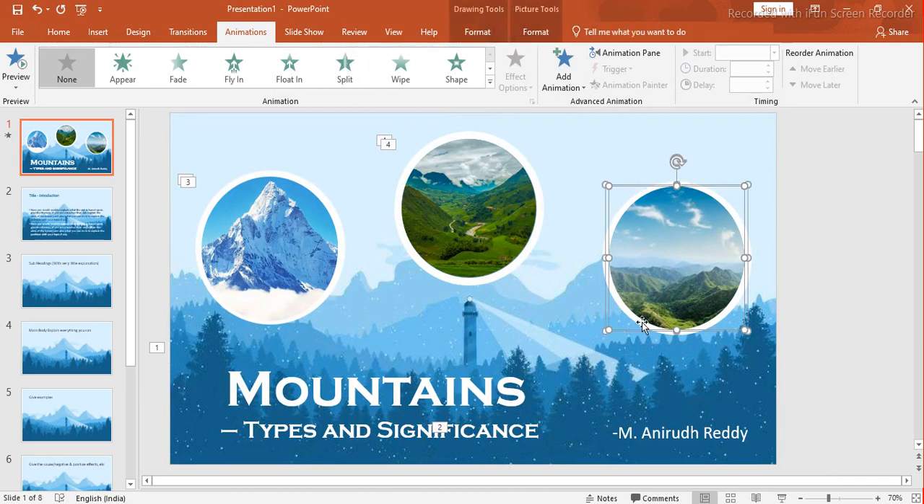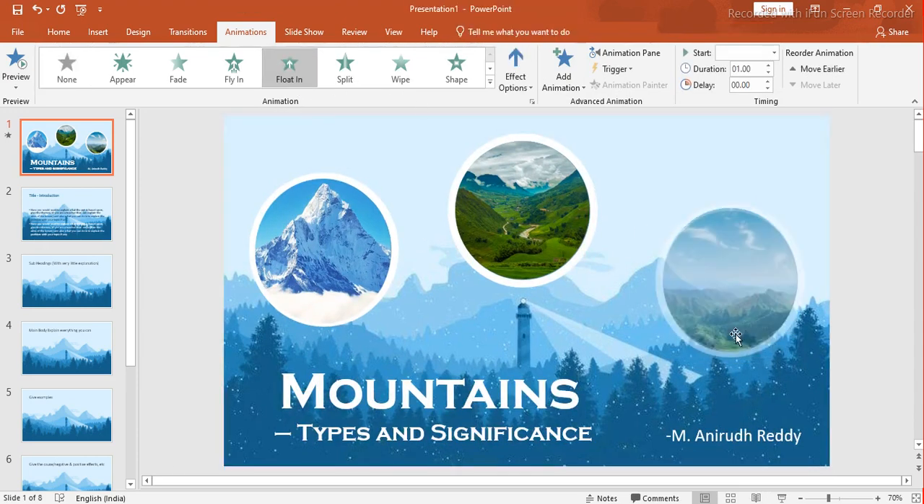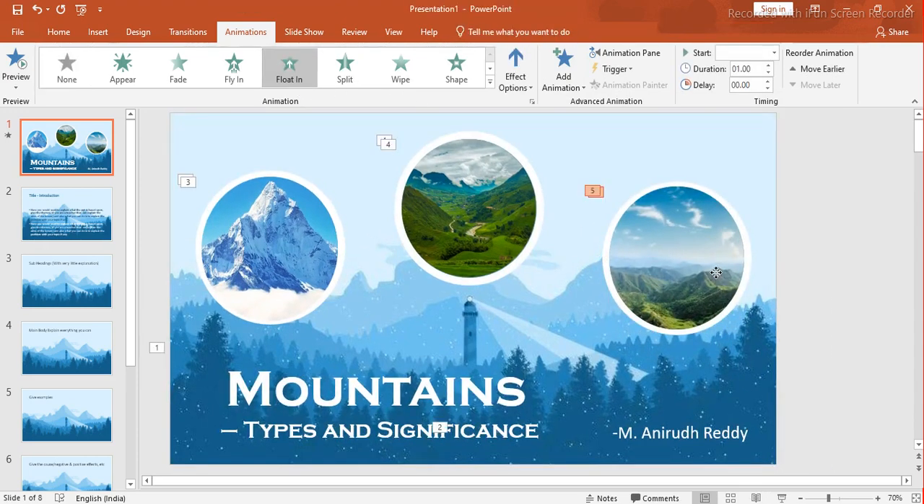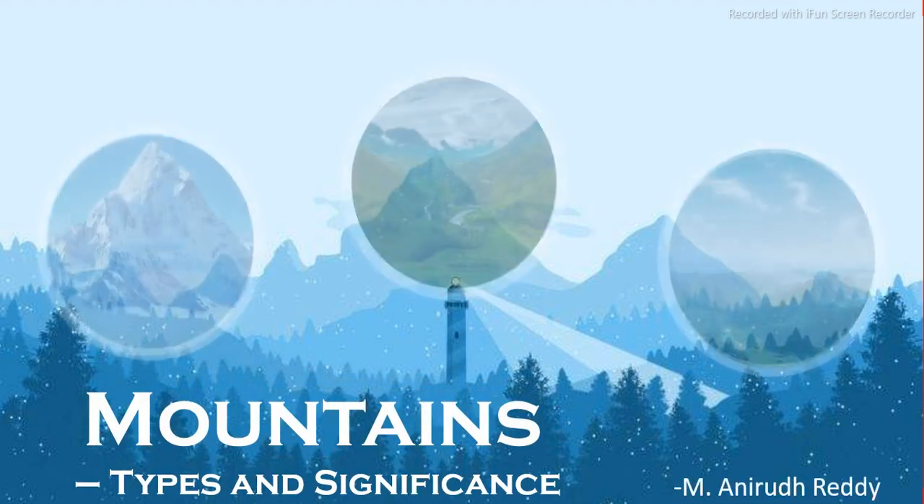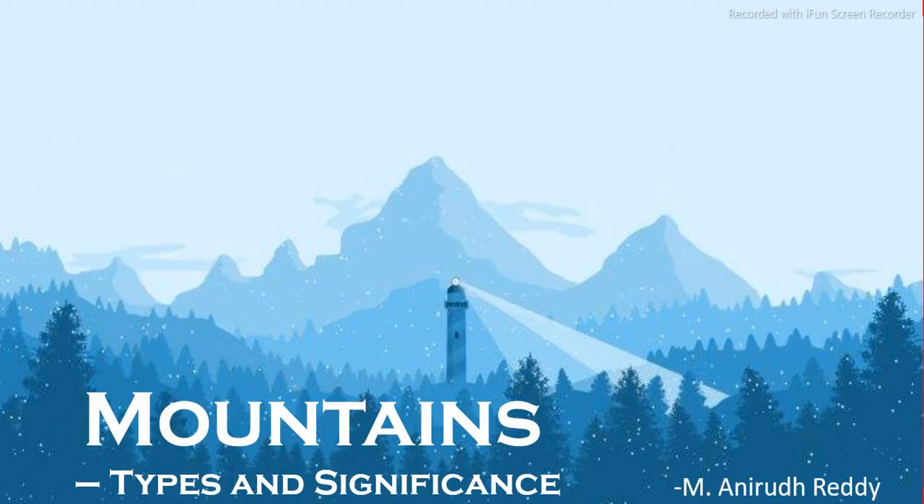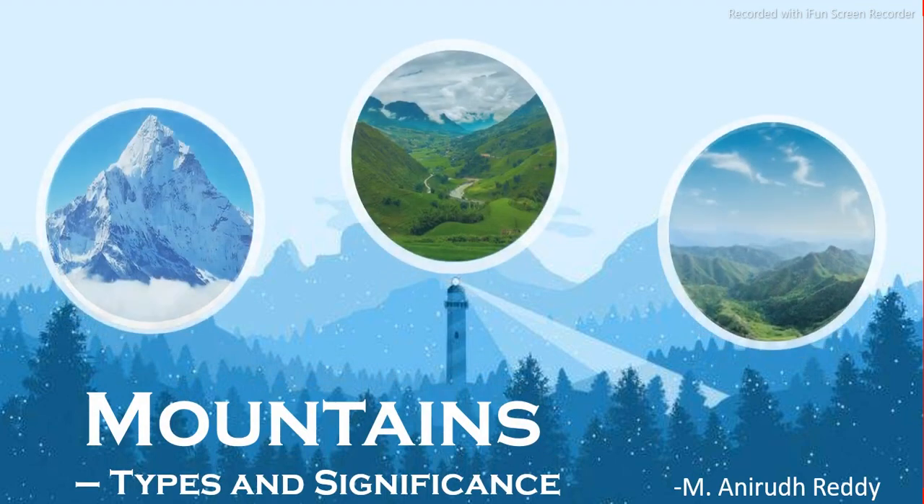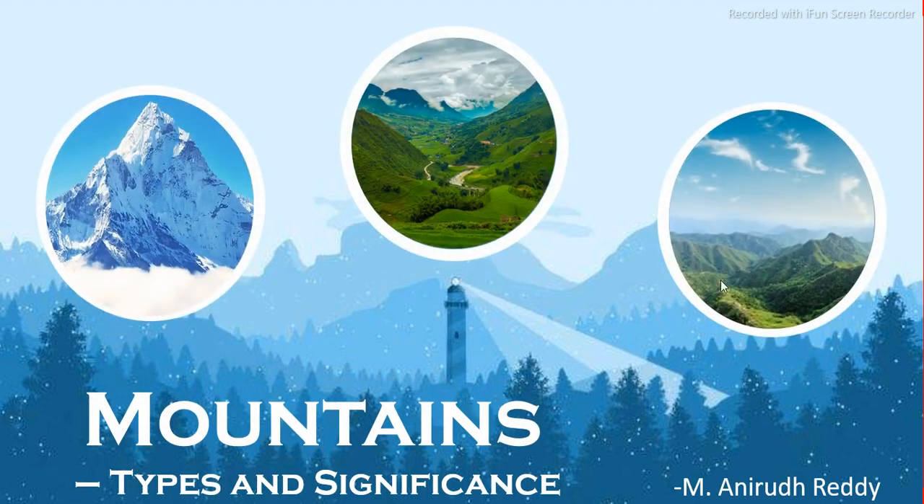So I'm using the control key and selecting this shape and the image and then going with floating so that they all come at the same time, and selecting this. What I can do is start with previous, and then if I go here, I think they all three should come at the same time. So there we go, that looks much better.